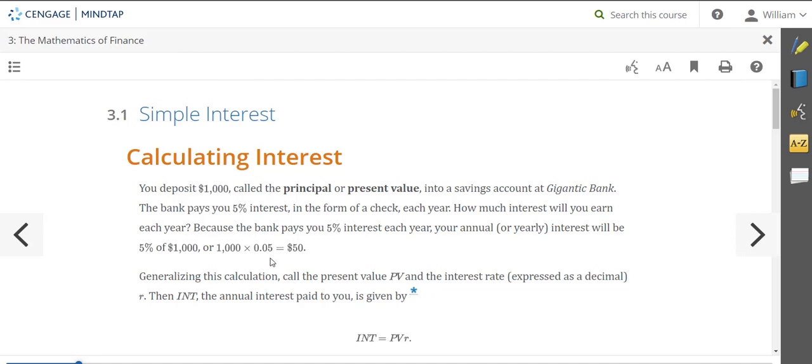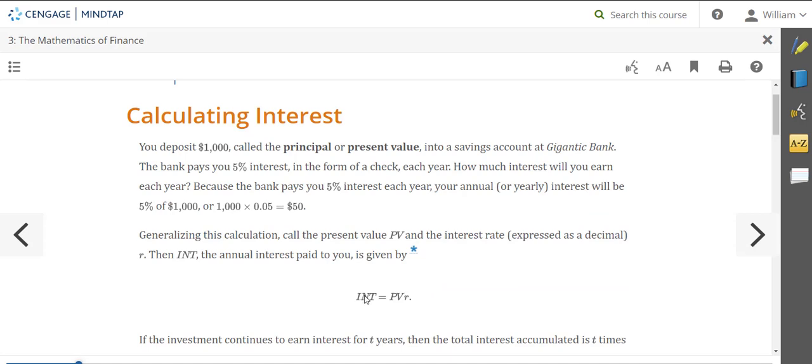So $1,000 times 0.05 is $50. And that's called the interest. So we say we're getting $50 interest. So to calculate the interest, which they're denoting with INT, we take what's called the present value, or the amount that we put in the bank is called the principal, or the present value, and we multiply it times the interest rate, which in this case was 5%, or 0.05. So we took the $1,000 and multiplied it times the 0.05, and that gives us the interest.